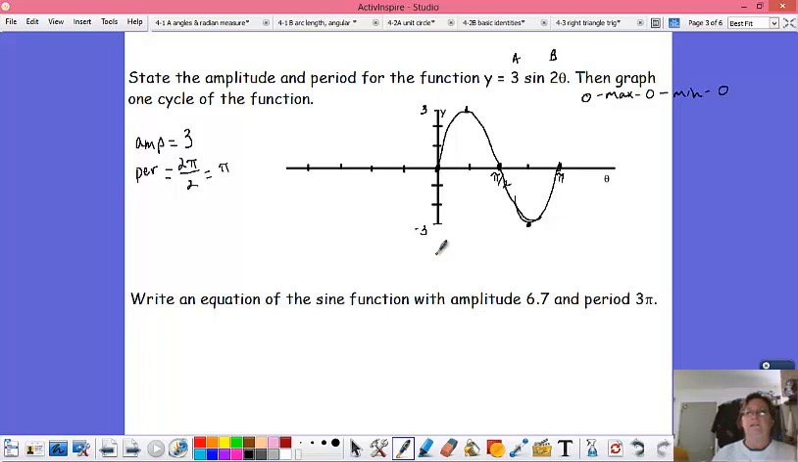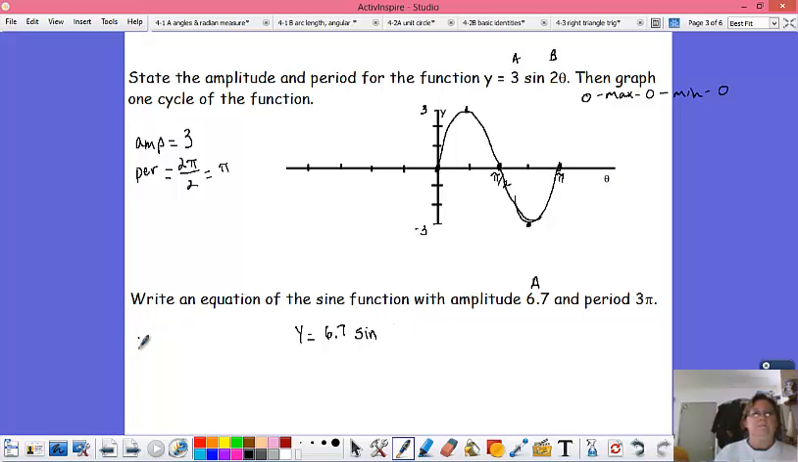Alright, let's see if we can do this. Write an equation of a sine function with amplitude of 6.7, so that's the A, and period of 3 pi. Let's just get started here. Y will equal, amplitude is 6.7, and it was positive, so it's going the regular way. 6.7, and then it's the sine of, okay, here's where it gets weird.